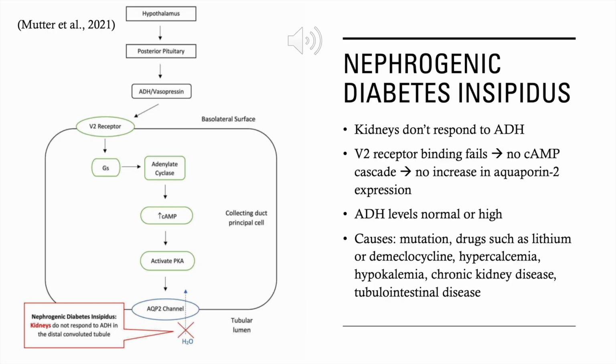Some causes include an X-linked mutation in the V2 receptor gene or the aquaporin 2 gene, taking drugs such as lithium or demeclocycline, metabolic disturbances including hypercalcemia or hypokalemia, and chronic kidney disease. Paramedics should consider nephrogenic diabetes insipidus in patients who are on lithium and have sudden dehydration or polyuria.